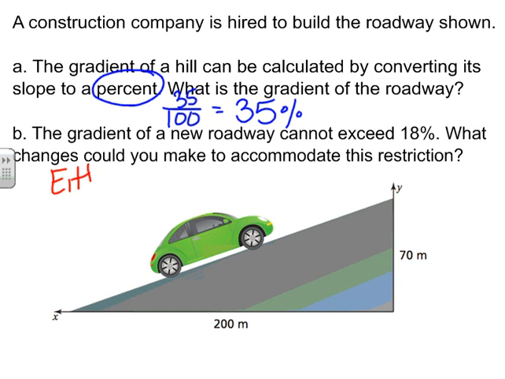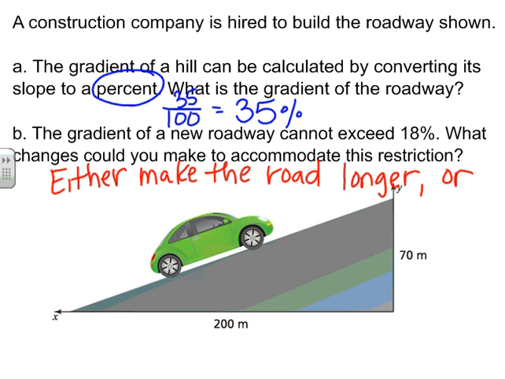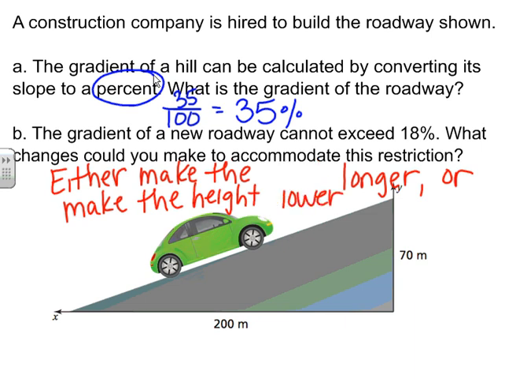Either make the road longer or make the height lower. Okay, and maybe instead of road longer, we'll say the length. That way we're consistent. Okay, two options, either one would make it less steep, and then you'd have to keep going until you got to that 18%.